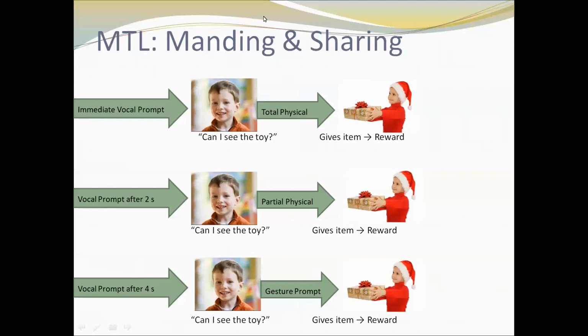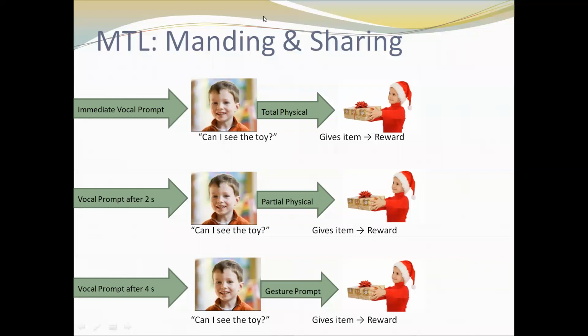So for the sake of the training, we have here manding and sharing. The manding portion of it would be the requesting part, like the "my turn" or "can I have that toy?" So with an immediate vocal prompt, you say, "Can I see the toy?" And then the total physical, the child gives the other child or the adult the item, and then they give the reward. So then you're going to fade that, and then you're going to give the vocal prompt after 2 seconds. So we're going to start to promote more independent responding.